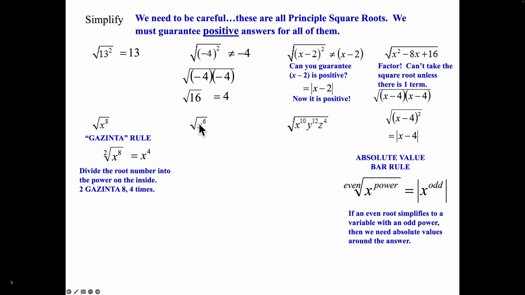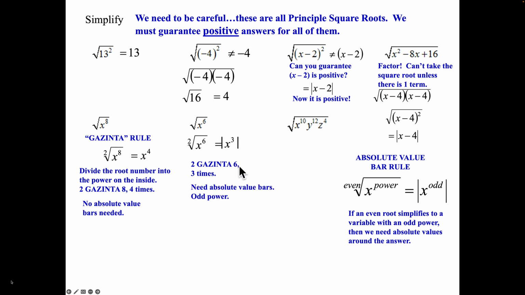Square root of x to the 6th. All right. 2 on the ledge. 2 goes into 6 3 times. Now this is x to an odd power. This will need absolute value bars.